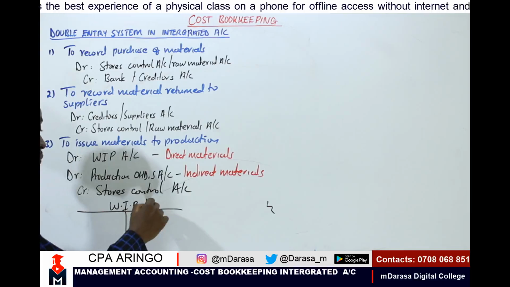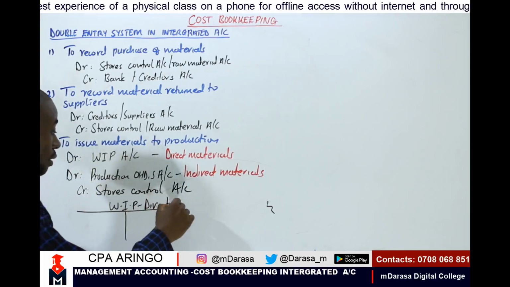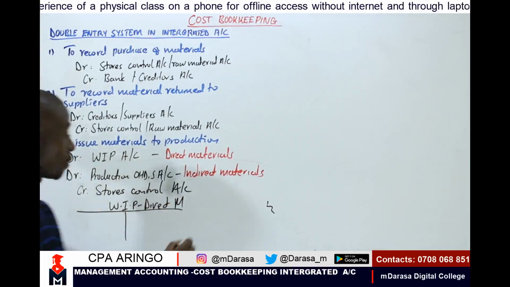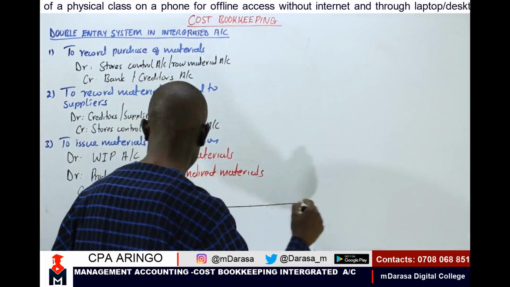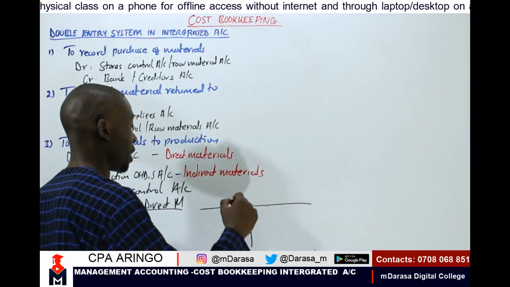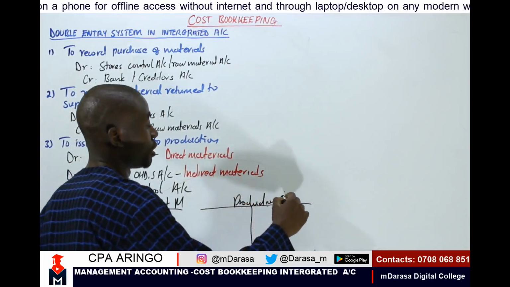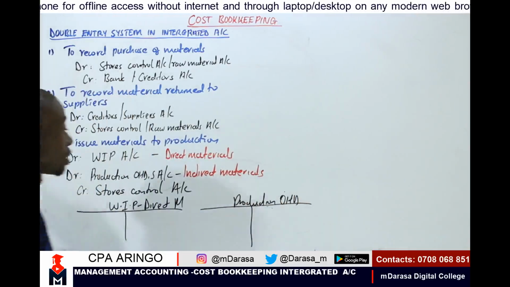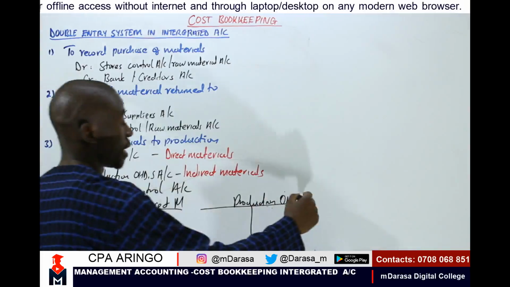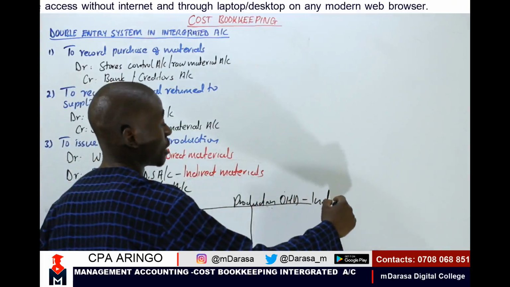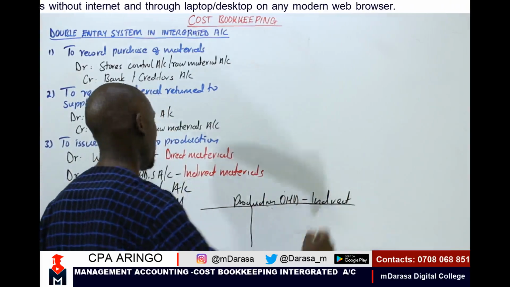This is for direct materials, and you are talking of production overheads account. This is a form of an expense account. Production OHD account, production overhead account. So this is for indirect material.